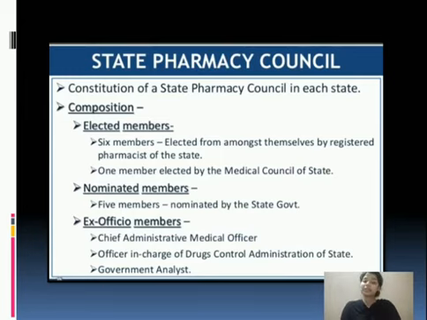Talking about the nominated members, 5 members should be nominated by the state government. Then ex officio members, the first member is the chief administrative medical officer in the state. The second is the officer in charge of drugs control administration of that particular state, and the third member is a government analyst from that particular state.